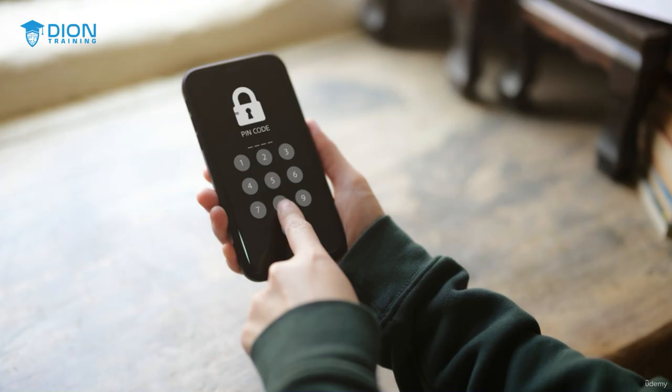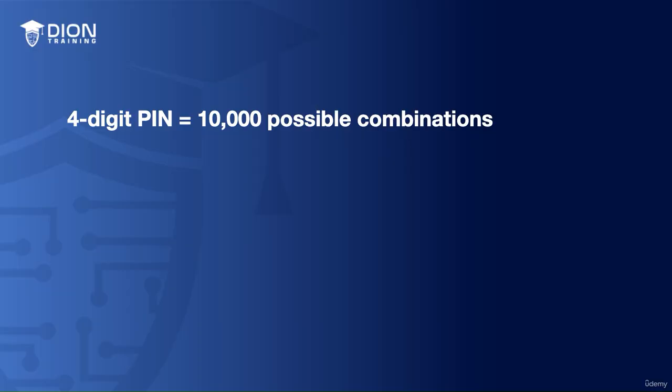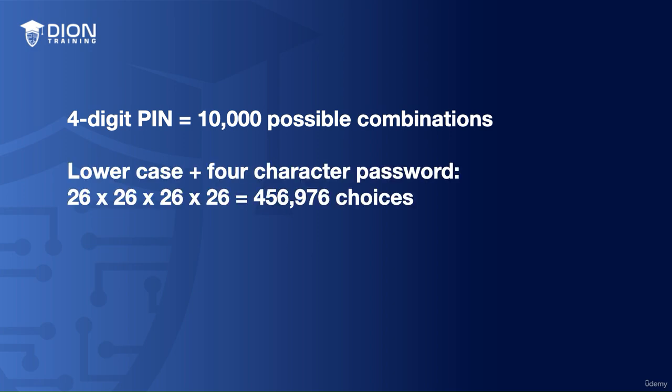If we use a PIN, we only have 10 character choices that we can use for each digit of PIN, because each digit can either be 0, 1, 2, 3, 4, 5, 6, 7, 8, or 9. So if I use a 4-digit password only using numbers, then I have 10,000 possible choices, or 10 times 10 times 10 times 10.